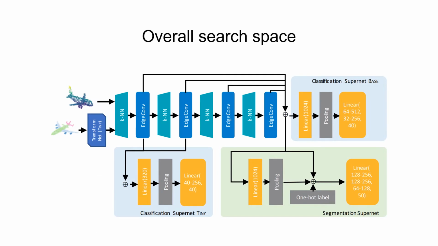To this end, we propose a one-shot neural architecture search method for point cloud processing to achieve efficient inference and storage across various constraints. We establish our point cloud network based on DGCNN. We designed 3 supernets with different sizes for classification and segmentation.